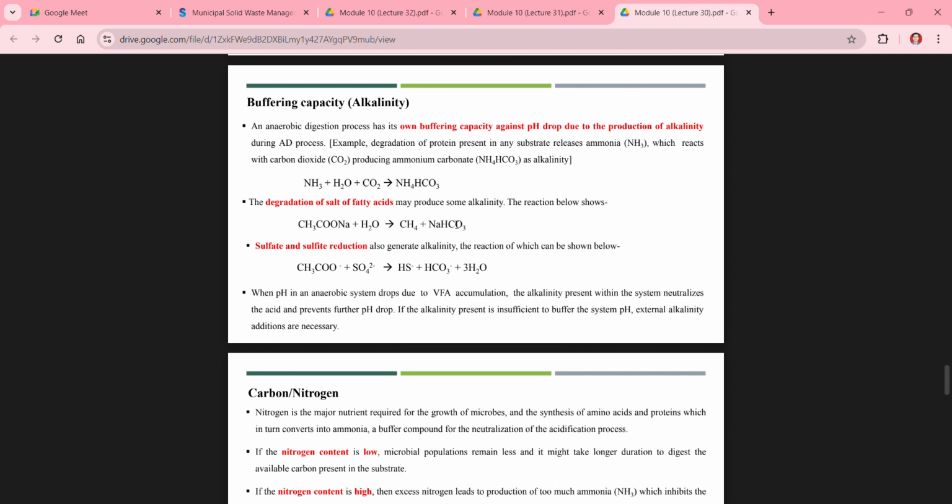Then coming to buffering capacity, that is known as alkalinity. An anaerobic digestion process has its own buffering capacity against pH drop due to the production of alkalinity during the AD process. For example, degradation of protein present in any substrate releases ammonia, which reacts with carbon dioxide producing ammonium carbonate, and this ammonium carbonate has a basic or alkaline nature, which will result in the increase of the pH value of the AD process. With the help of this ammonium carbonate, the pH value of the anaerobic digestion process can go up to 9 or 10 or 11.